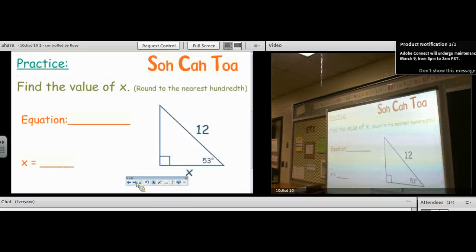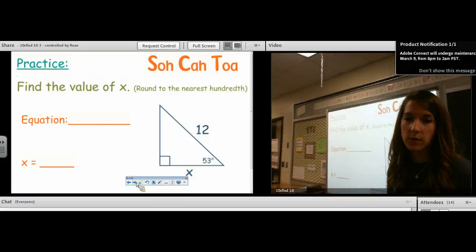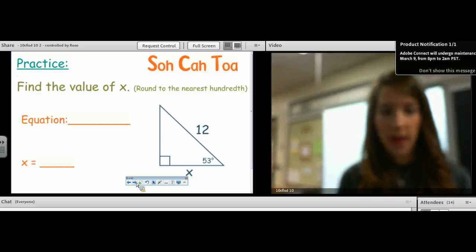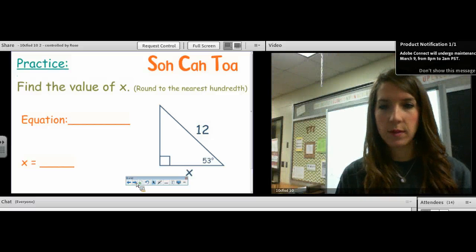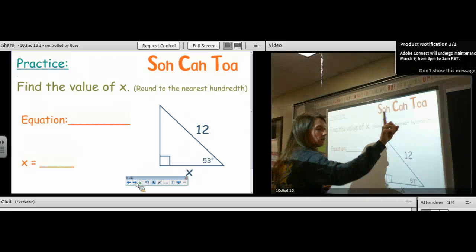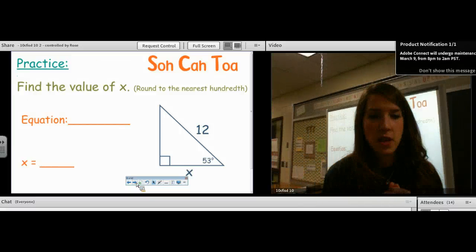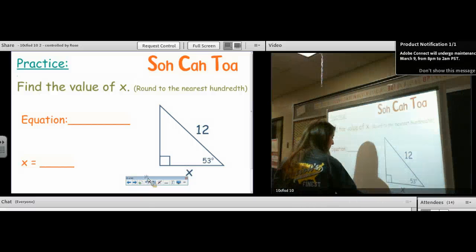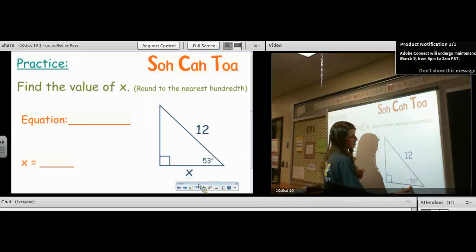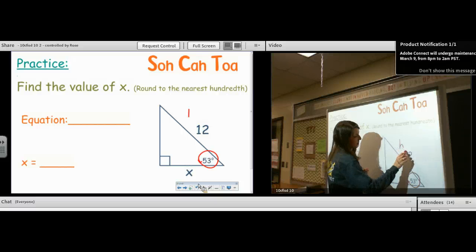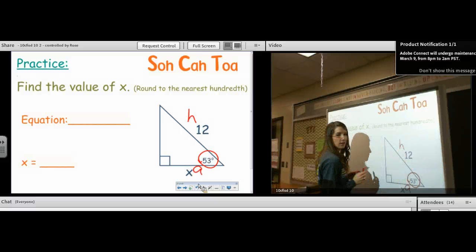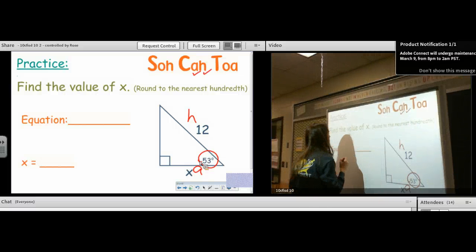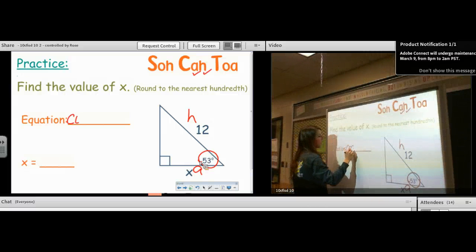Sorry about that. Okay, let's practice doing one where we write the equation and solve for x. We'll do this one together and then I'll call names, okay? So, step one, decide which one to use, sine, cosine, or tan. So let's see, what do we have to work with? Here's our angle, this is the hypotenuse, and this is adjacent. So we're going to choose hypotenuse and adjacent. We're going to choose cosine.